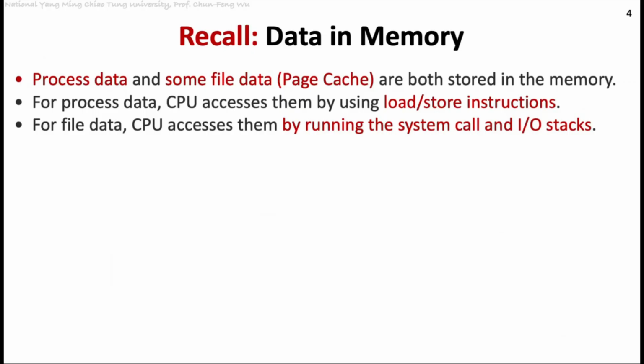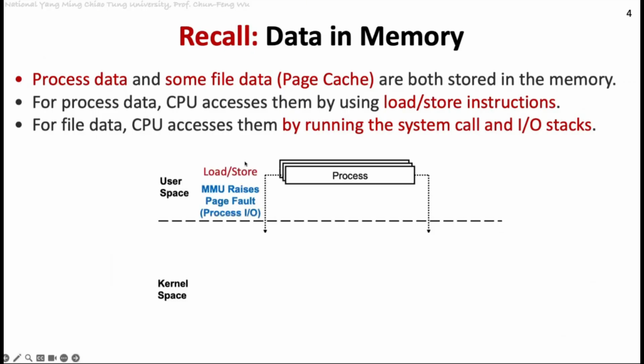The heap data, the stack data, those are all process data. And multimedia data, they are called files. Because they are different data, the CPU uses different logic to access them. For example, for process data, the CPU accesses them by using load and store. So the CPU will directly load and store the memory to get the process data.